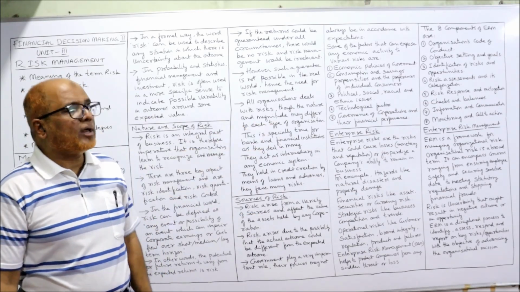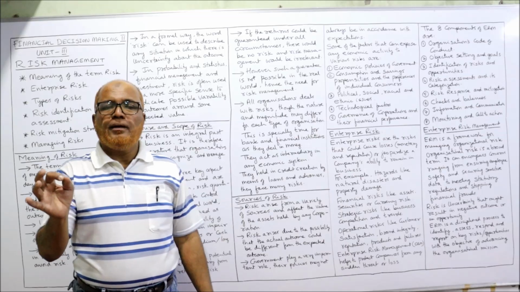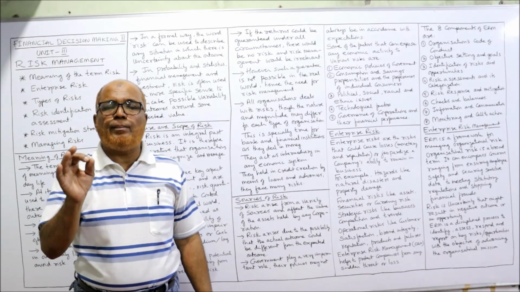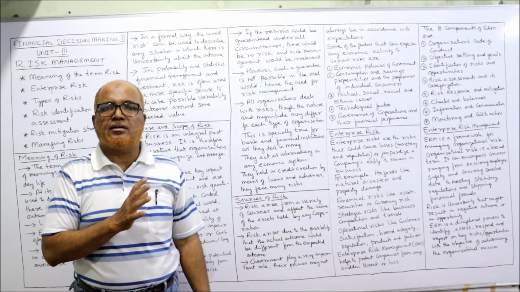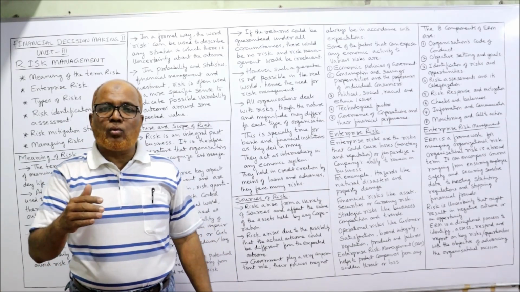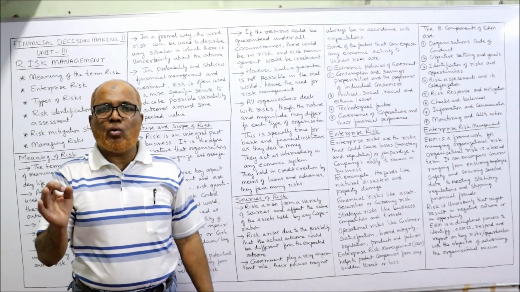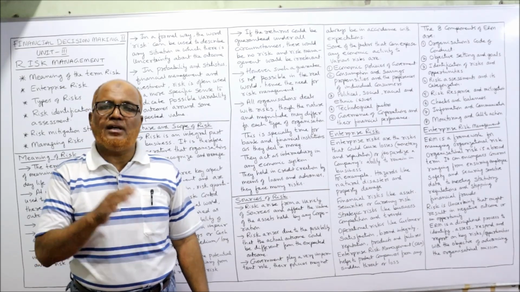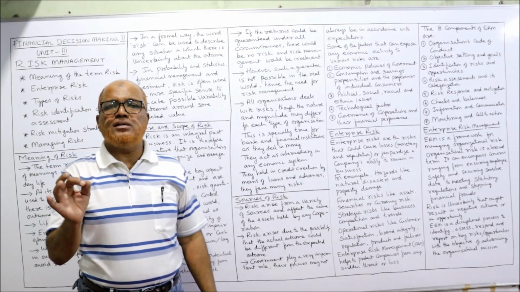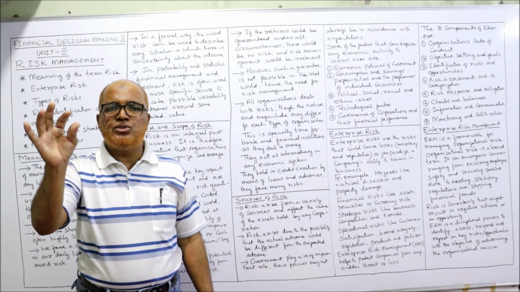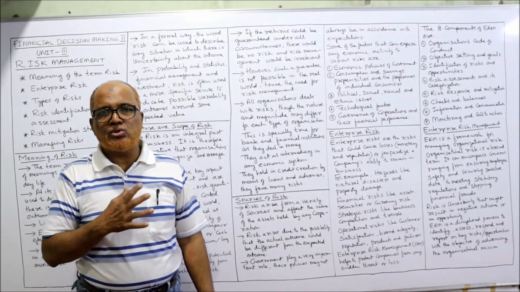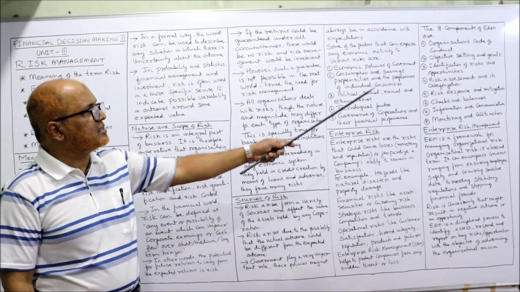The first component, organization's code of conduct. The enterprise risk can be reduced if the company is having a good code of conduct. Everything is formally structured. Everybody knows what are the rules and responsibilities. If the code of conduct is followed, then definitely the risk will come down. Then objective setting and goal. Every organization must have a specific objective and goal. So setting of objective and setting of goal will also help in reducing the enterprise risk.